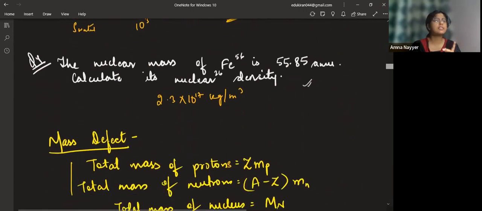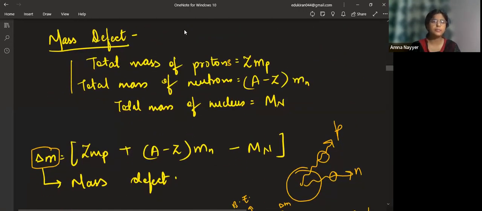Note this down, mass defect. This is an important topic, mass defect. Note it.